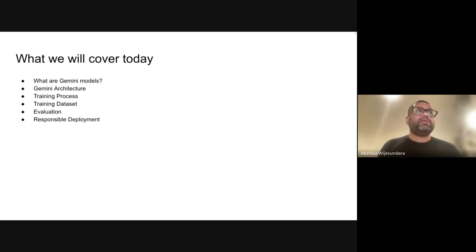And then the training process, the training data set, and the evaluation that they've done on the models. They've also spoken in depth about responsible deployment, which is a really interesting section, on how they've done the deployment responsibly. I think this is a really critical area, with AI safety being brought to the front, with different governments focusing on AI safety. So I think it's a really important section.